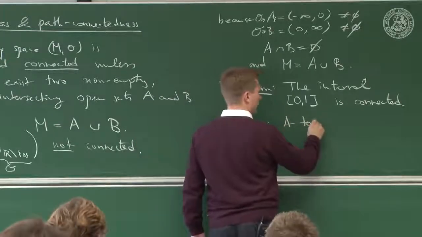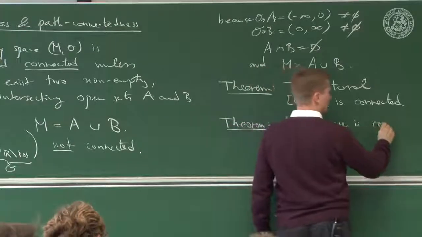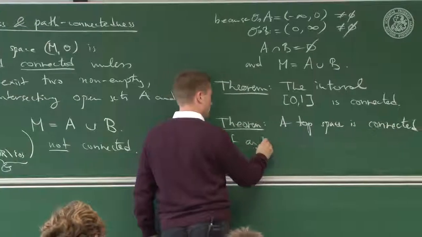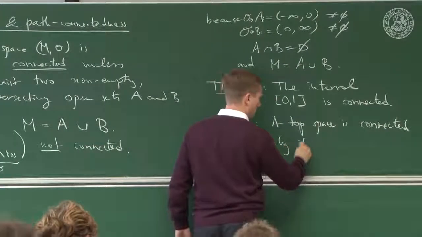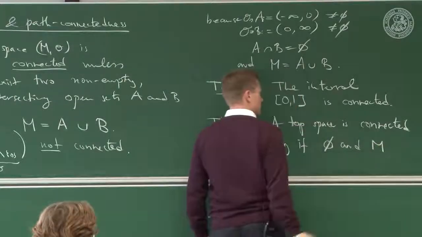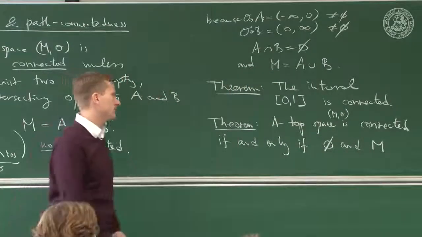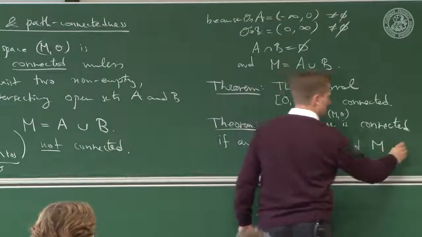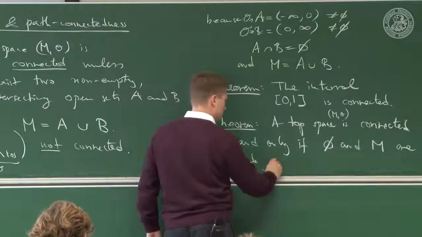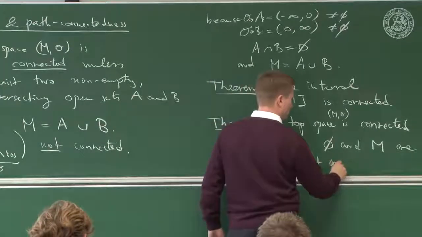a topological space M, O is connected if and only if the empty set and the entire set are the only subsets that are both open and closed.